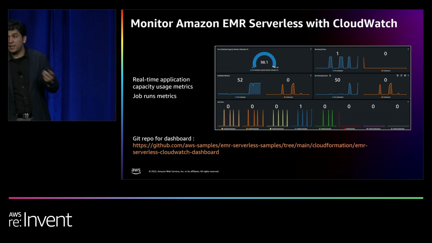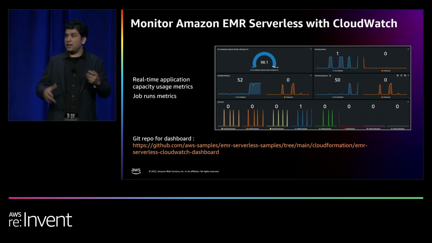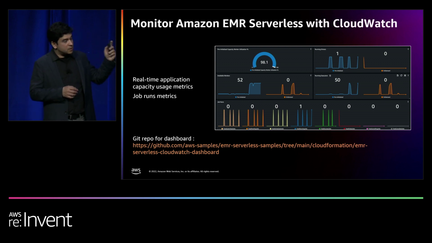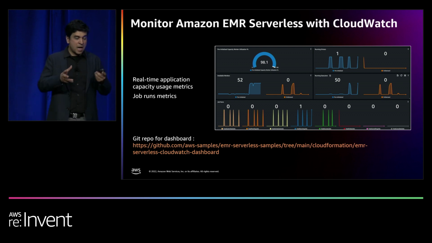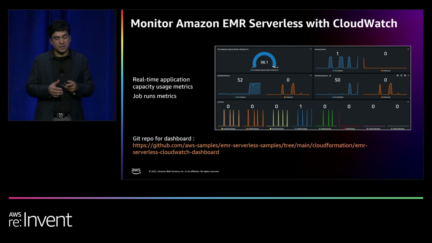How about monitoring for capacity, right? Customers use Ganglia on EMR on EC2 clusters. Now, with serverless, common questions are: how much capacity am I actually using? Am I really utilizing my pre-initialized capacity well? How many drivers are running? How many executors are running? How many jobs are failing, running successfully, and so on. And so you have all these metrics emitted to CloudWatch every minute, and you have a dashboard that you can deploy into CloudWatch dashboards to get real-time monitoring of your EMR Serverless application.